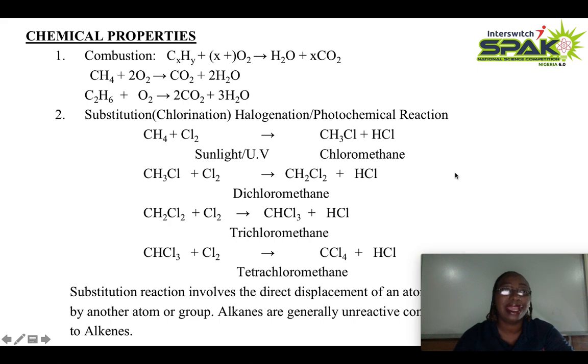One major reaction that alkanes undergo is the substitution reaction, otherwise known for this particular reaction as chlorination, halogenation, or the photochemical reaction. That's the reaction of methane plus chlorine in the presence of sunlight or ultraviolet rays to give you chloromethane. The hydrogen atoms will have to be substituted. All hydrogen will have to be substituted, and that's what you see in the first reaction, the second reaction, the third reaction, until here you have tetrachloromethane, where all hydrogen has been substituted.